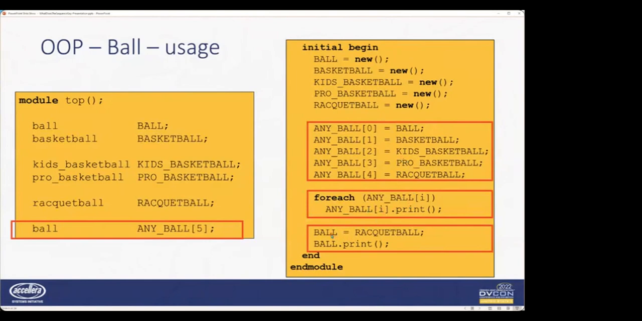So, and then this is really the same thing. So we have an object called ball. It's of type ball. We assign the racquetball pointer to it. So now it's pointing at an object of type racquetball. And then we're going to call ball.print. That prints the racquetball version of print.